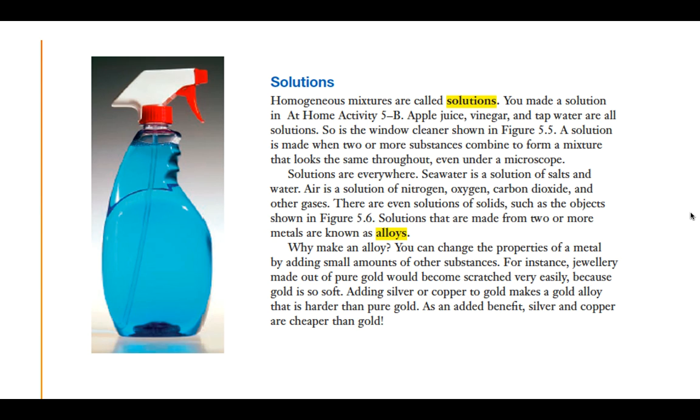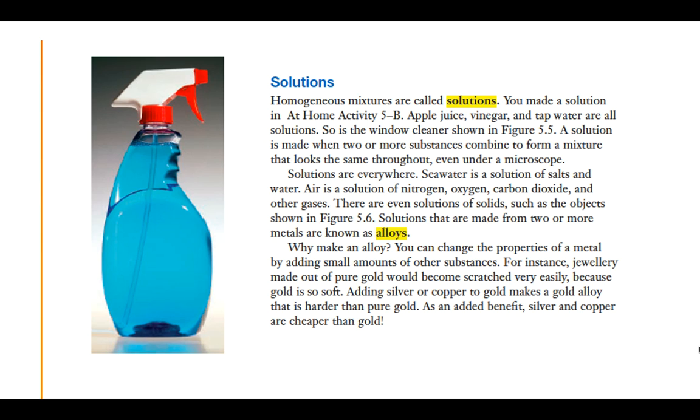A solution is what is made when two or more substances combine to form a mixture that looks the same throughout, even under a microscope. So as you can see in this image, the liquid looks to be the same at the top, in the middle, and at the bottom.